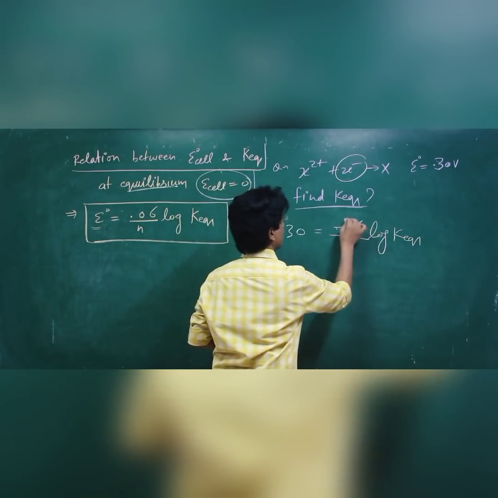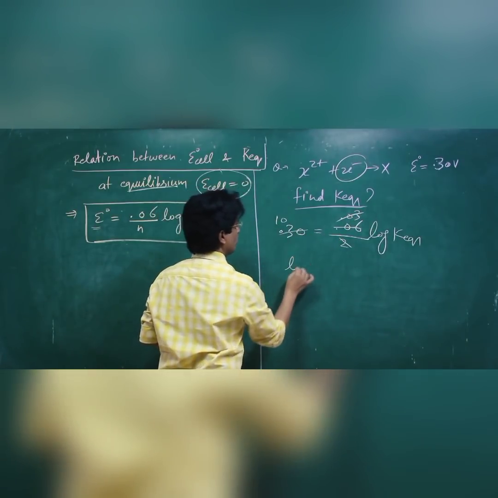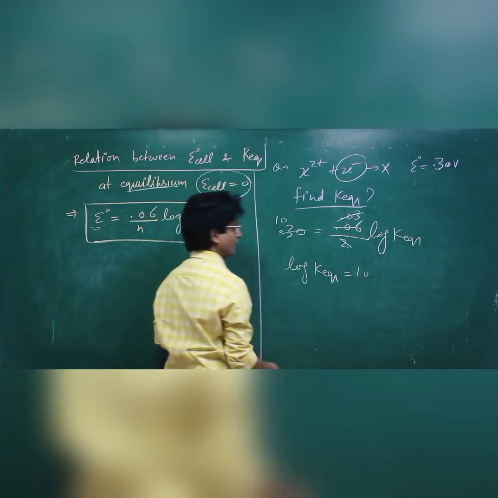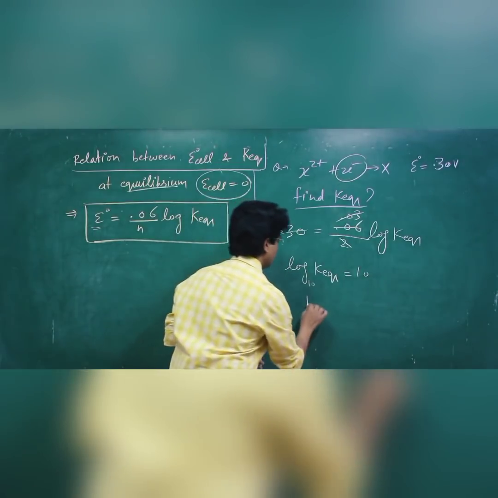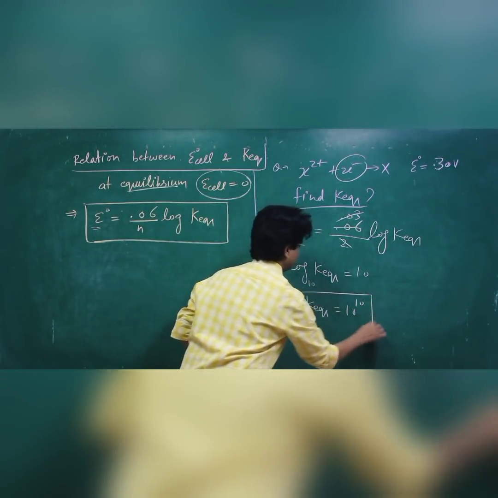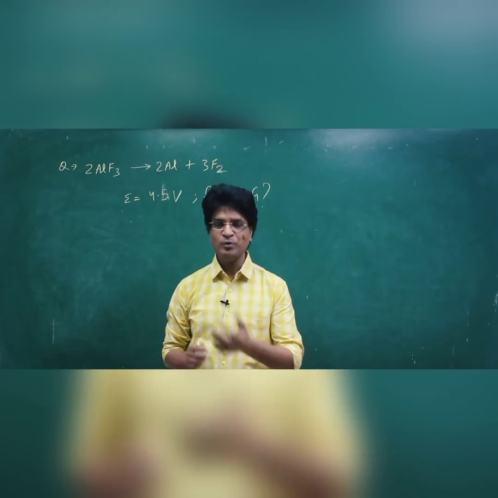So solve it. This will be 0.03. Cut it up. This will be 10. So log of K equilibrium will be 10. Now we know that the base is always 10 for log. Now take the anti-log. K equilibrium will be 10 to the power of 10. Simple one. So let's do one more question.